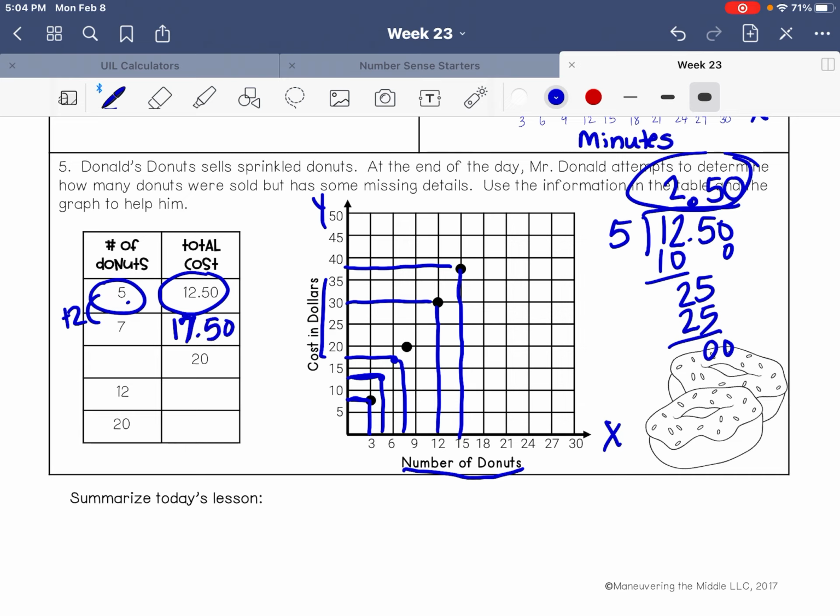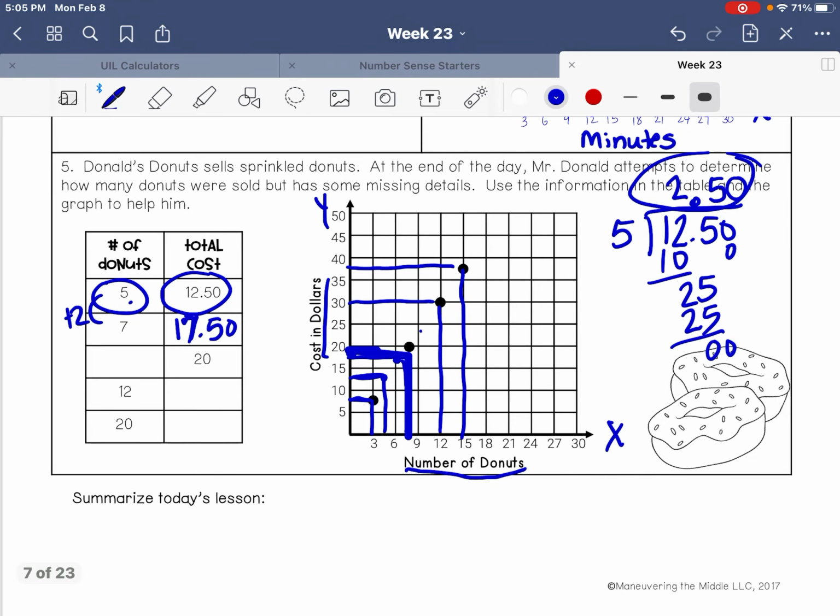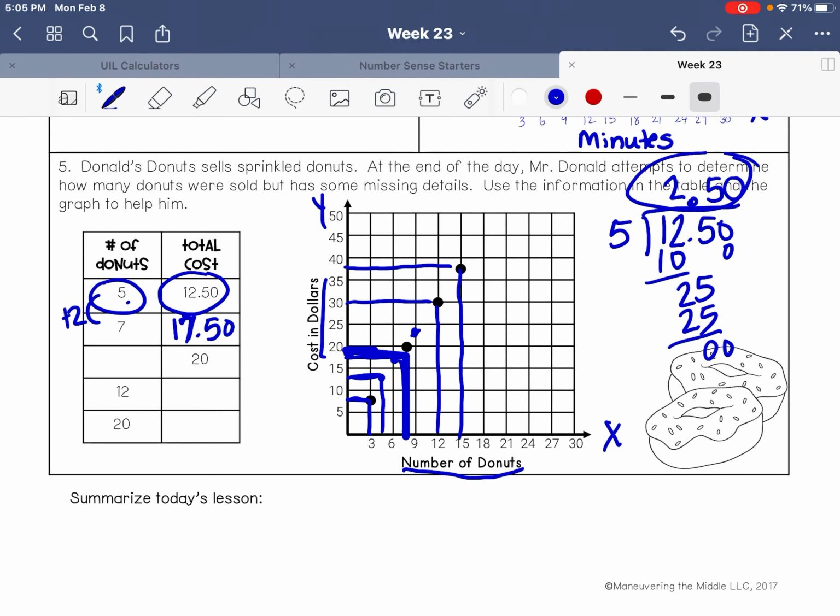How many donuts would cost $20? Oh, I'm going to have to say it's got to be 8, because if you look at the graph over here, somewhere between 6 and 9 is 8. And I believe that we would find that that would be, because we know it's not 7, right? And it's not 9, because 9 donuts is not on the graph. 9 donuts would be more than $20. That'd be like $22.50. So 8 donuts cost $20.